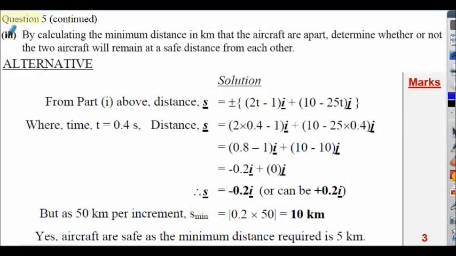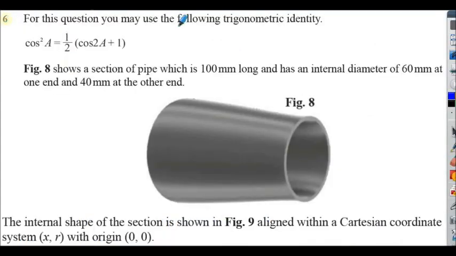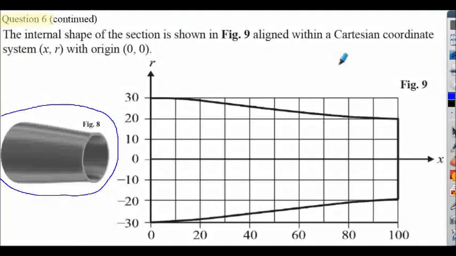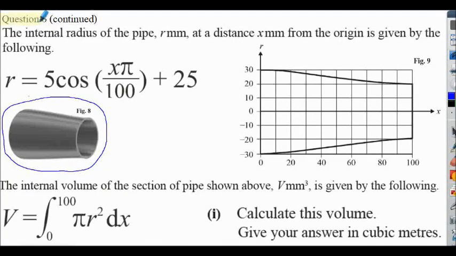This question 5, part 3, just an alternative approach. It's question 6. In this case, we're given a trig identity to use, which simplifies the integral. Essentially, this is a solution involving the integration using volume of revolution. Question 6 continued. We're given the Cartesian coordinate system here. So part 1, we have to calculate the volume of this section. We're given the integral for volume here.